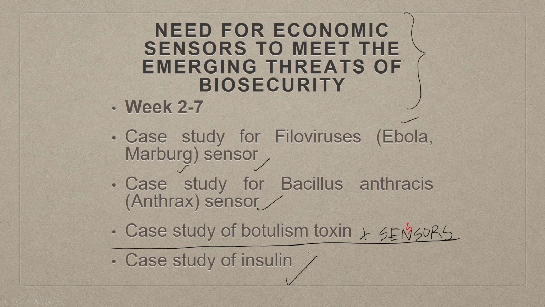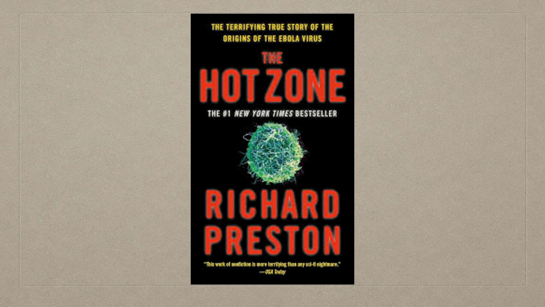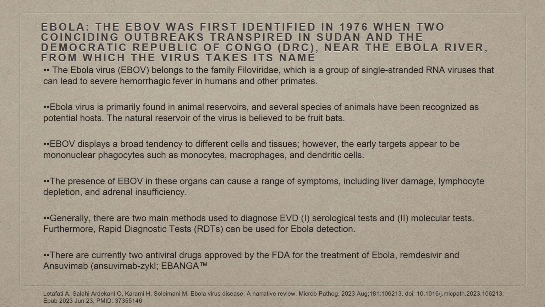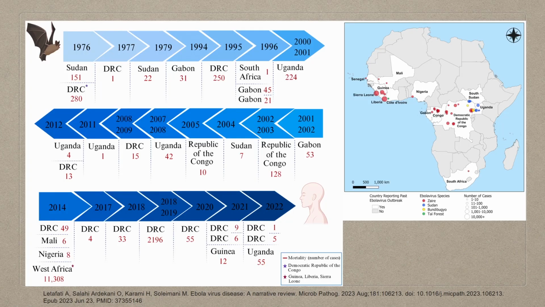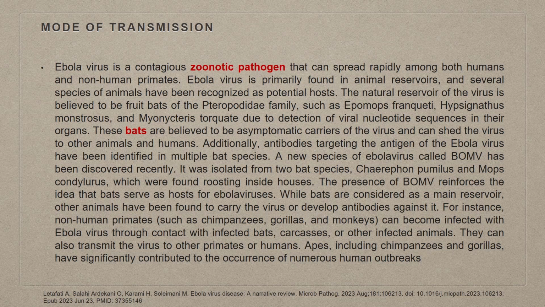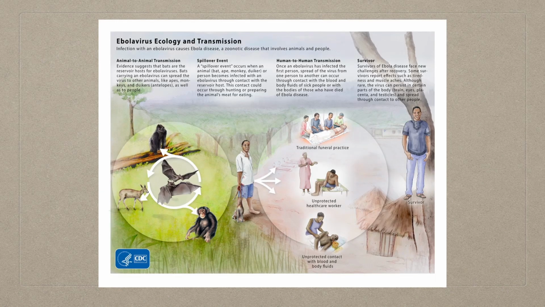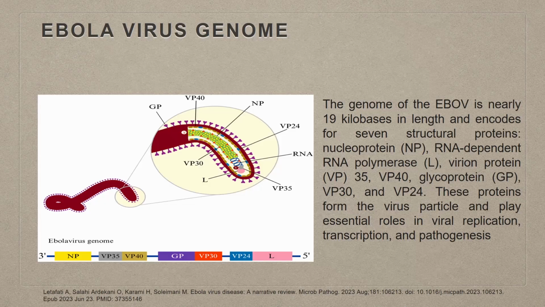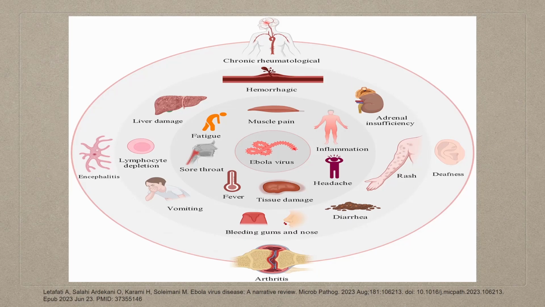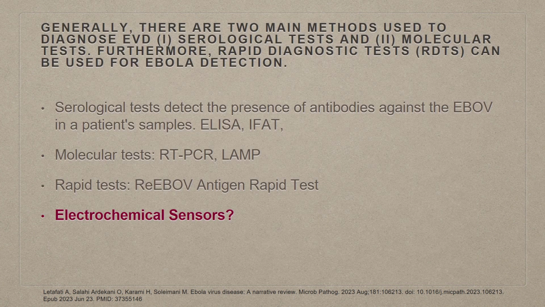Before I get into the insulin story, this is how we traveled our journey with Ebola. As I mentioned, please go through the book by Richard Preston, The Hot Zone. We talked about the virus, how it was identified, and the epidemic across regions, then the mode of transmission by zoonotic pathogen, the routes by which it enters the human body, the places where this virus survives, the structure of the genome, and how it causes hemorrhagic fever and other problems.